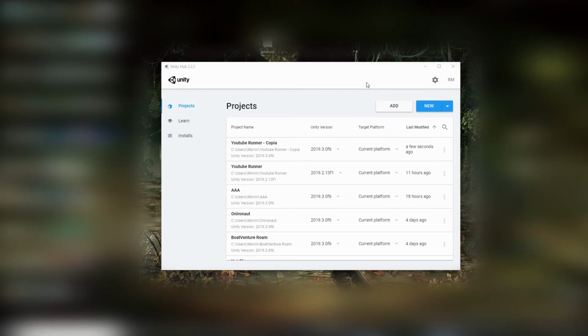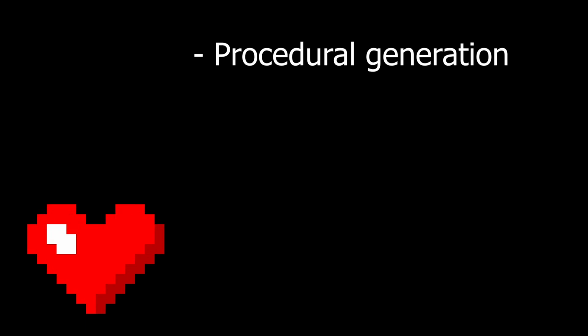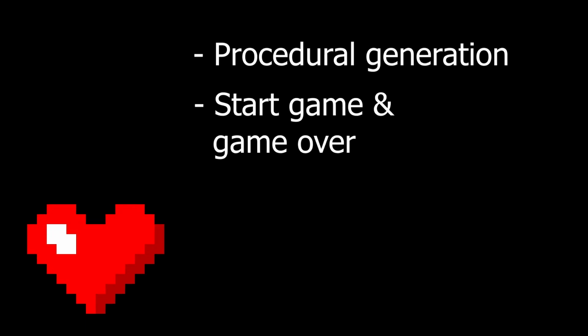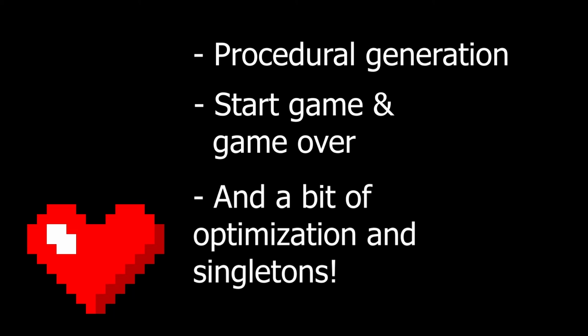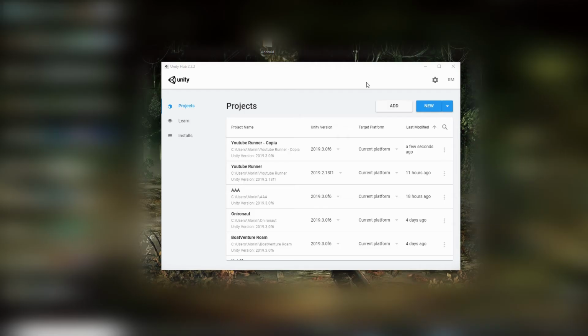Hi, I'm Ricky. Today we are on the third episode of the Endless Runner series. In this episode, we'll face procedural generation and game states. Also, recently, Unity 2019.3 got a stable update, so we're gonna move our project to that version.